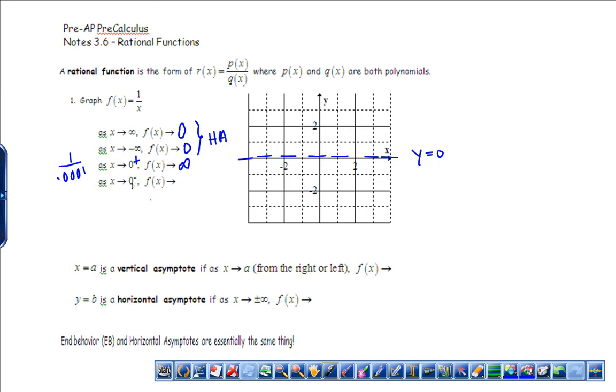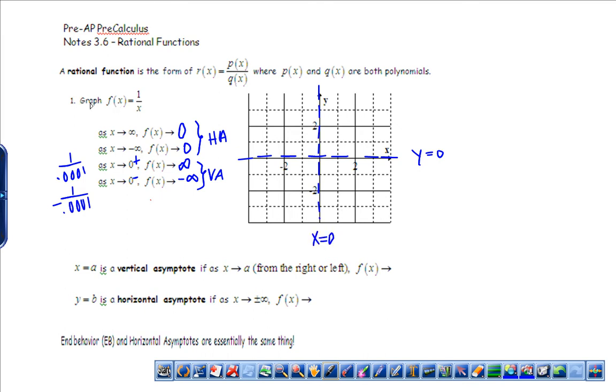As x approaches 0 from the negative direction, your function approaches, so going from this direction, I'd do the same number, just go in the negative direction. So it'd be a negative number. Then your function approaches negative infinity. And so what we just came up with is your vertical asymptote, and that is going to be x equals 0.